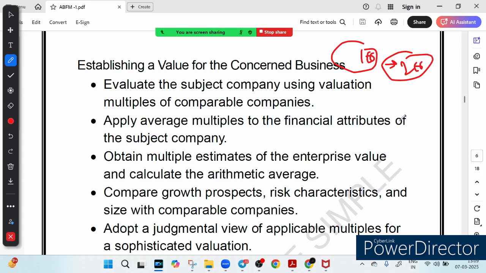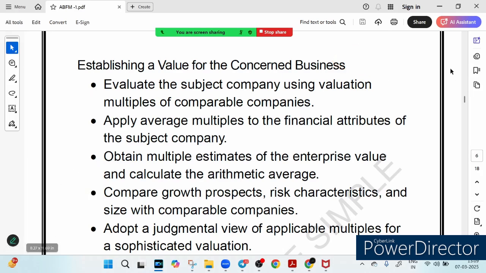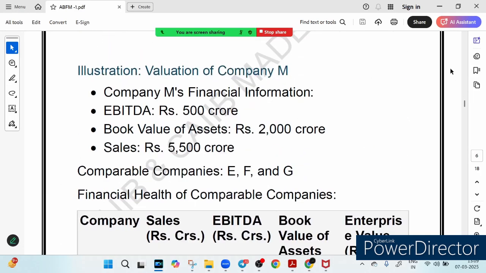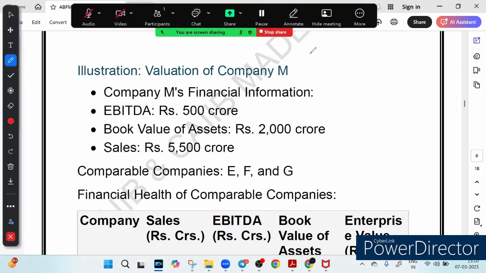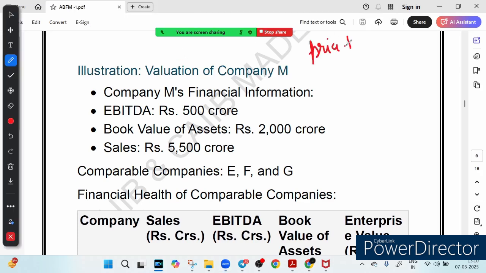Let's say you want to sell your house. You check the price of similar homes in the area. You compare size, you compare location, you check amenities, and then decide a fair value. But what if it is a business instead of a house? That is where relative valuation comes into the picture. Let's break it down step by step with an easy to follow example. So here we have M. Let's understand its financials. We have a company called M, and we want to determine its EV. What is the meaning of enterprise value? That is the total value of the company. I told you, right?